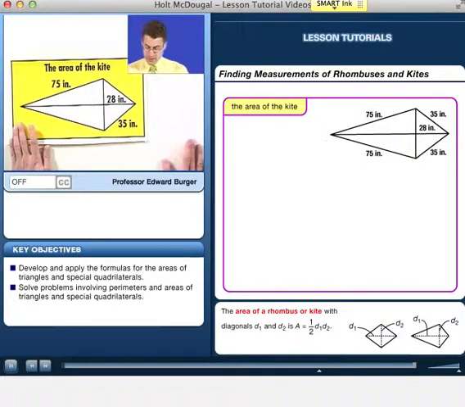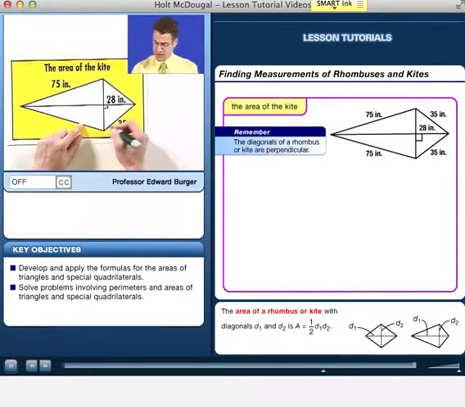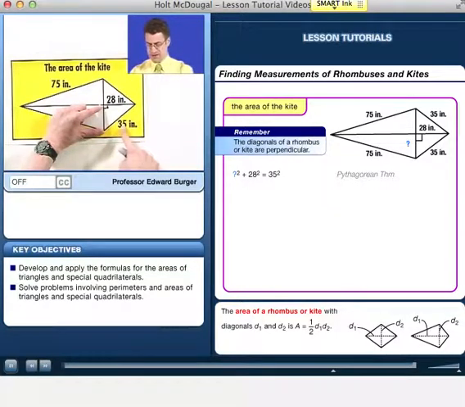Wow. Well, but I do know that this actually forms a right angle. With kites, we know that these diagonals form a right angle. So I've got a little right triangle here. I know the hypotenuse is 35. I know one leg is 28. I could use the Pythagorean theorem to find this. Or if you really are as sneaky as I am, 35, I realize, is actually 7 times 5. Then I look at 28 and realize that's actually 7 times 4.